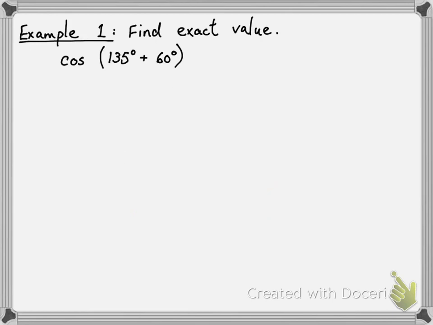Example number 1. Find the exact value of cosine of 135 degrees plus 60 degrees. As we combine the two angles in the parentheses, we have cosine of 195 degrees. However, the angle is not a special angle. Therefore, we begin to think of which identity could help us to find the exact value of this problem.